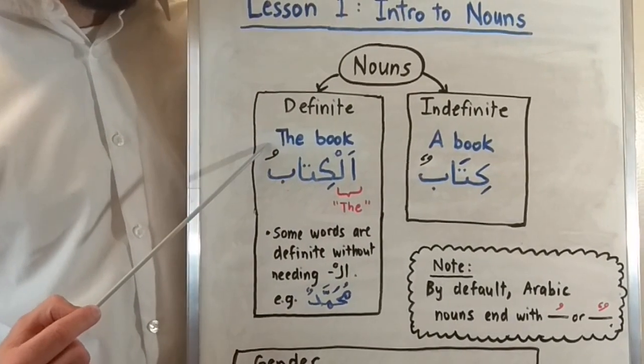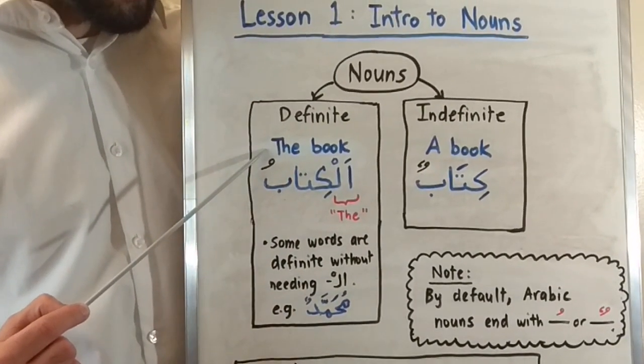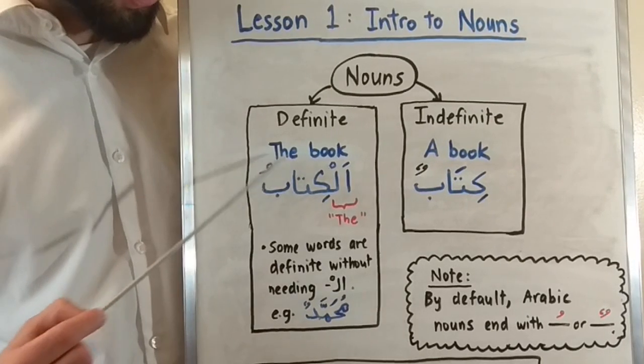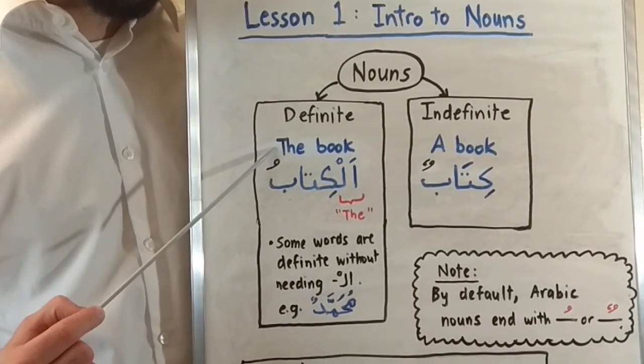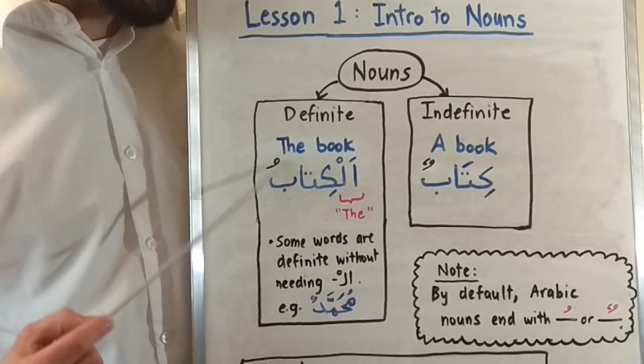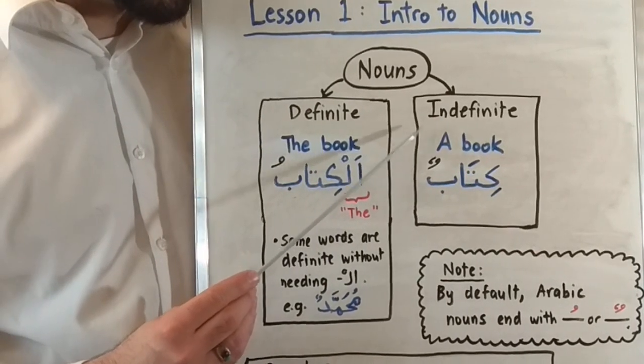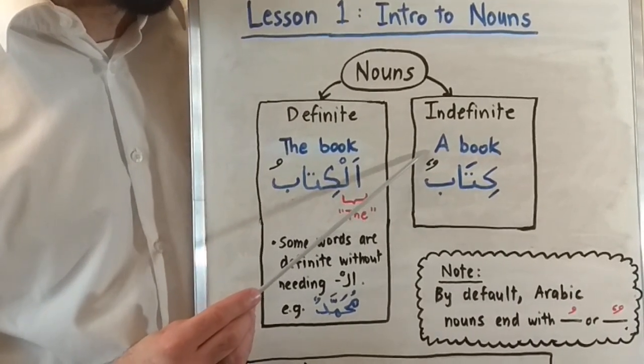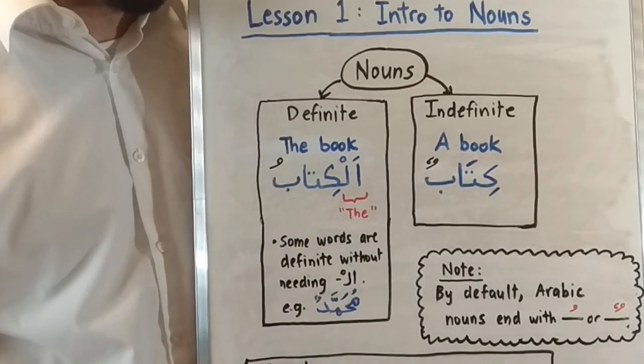A definite noun is one that refers to a specific instance. For example, when I say the book, I'm referring to a specific and particular book that I assume you know which one I'm talking about. Whereas an indefinite noun is what doesn't refer to any particular instance, but just a general one. For example, a book. It could be any old book.